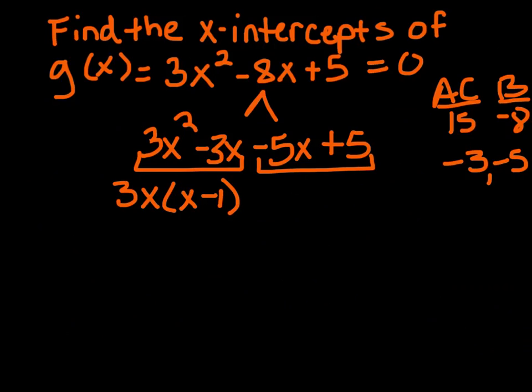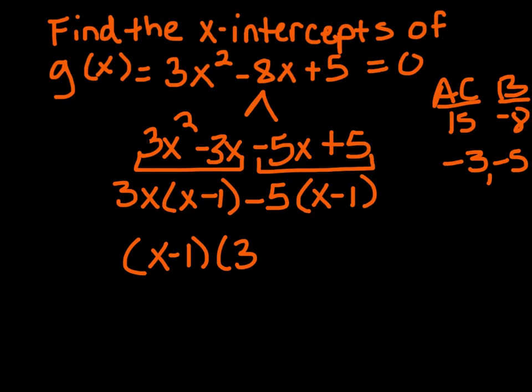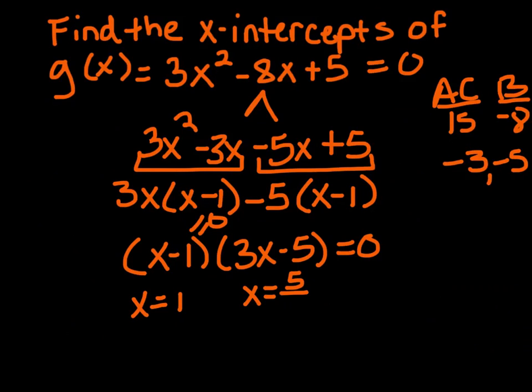And then out of this group, we can take out a negative 5, and we get x minus 1. So one of our factors is x minus 1. The other one is 3x minus 5. We're setting these both equal to 0. If we set them each equal to 0, we get x equals 1 and x equals 5/3.